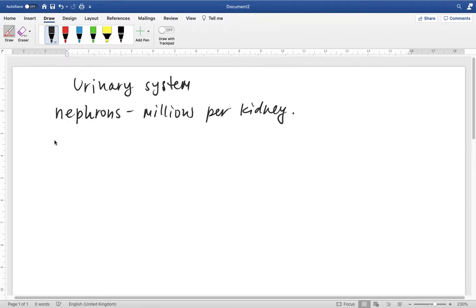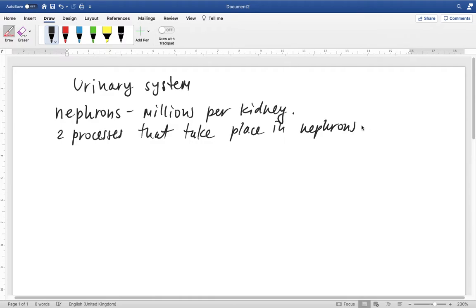So there are two main processes which take place in the nephron. So let me write it down. So two processes that take place in nephrons. Right, I'm sorry if I misspell something, but I'm going to have a go at not making many mistakes. And these two processes were actually briefly discussed in the introduction. So you should be able to recall these two names.